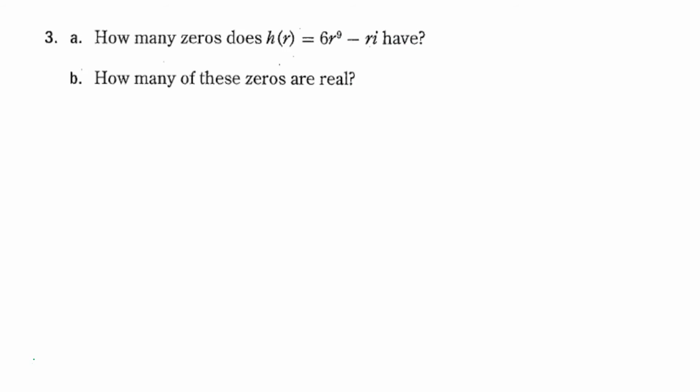How many zeros does this function have? Well, the fundamental theorem of algebra tells us that if the degree is 9, there are 9 zeros. A lot of those will be complex because there's an i involved. So not very many real zeros. In fact, we're going to find out right now how many there are. So how many of those zeros are real?